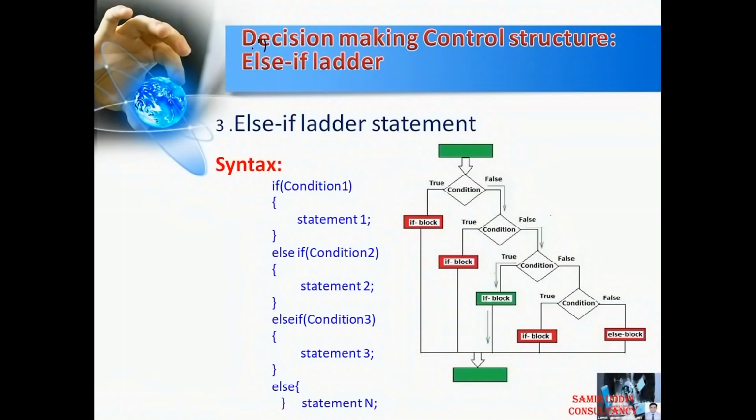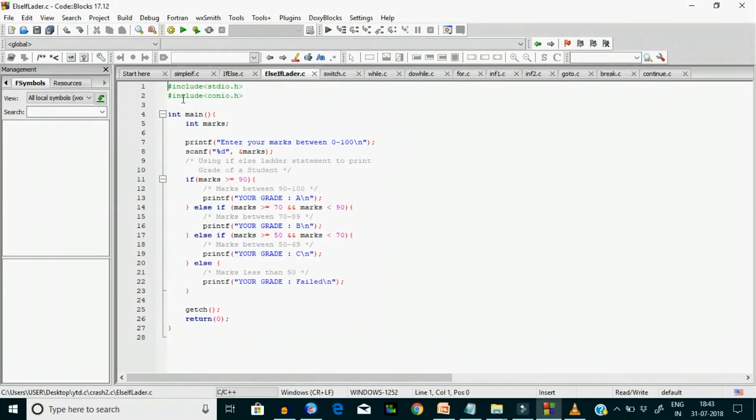So here you can also see a flow chart. There are multiple if and multiple else blocks. So let's see an example to demonstrate the else-if ladder statement. Here is the example of the else-if ladder statement.